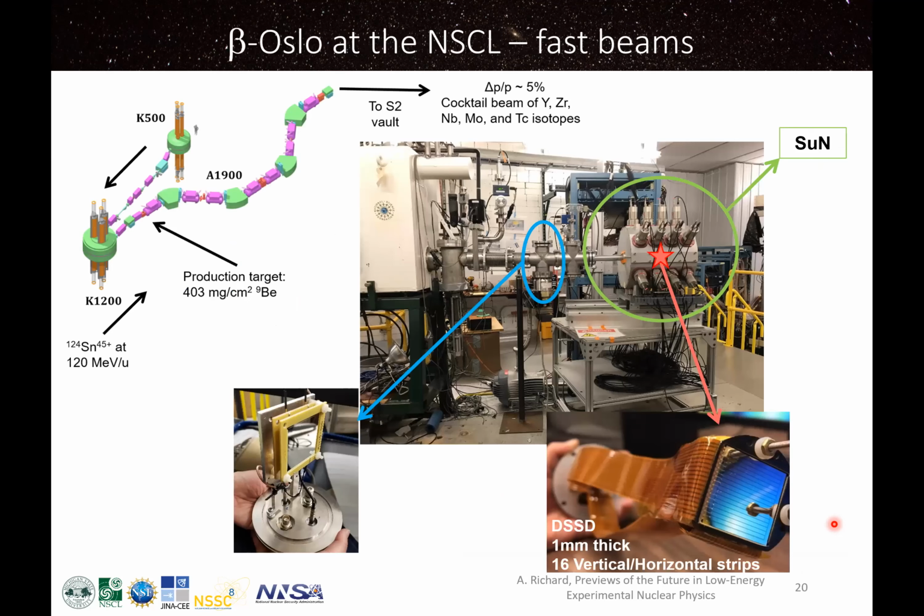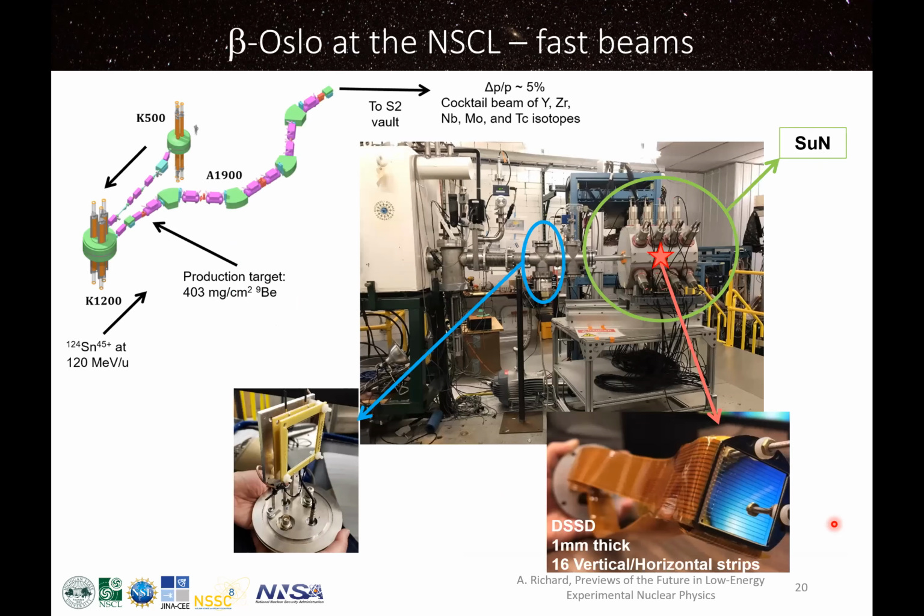So at the NSCL, beams were produced through the coupled cyclotron facility. We start with, in this case, a tin-124 beam that's accelerated up to 120 MeV per nucleon. It then impinges on a beryllium-9 production target that's located here, and then fragments into everything that's lighter than the primary beam to some probability.